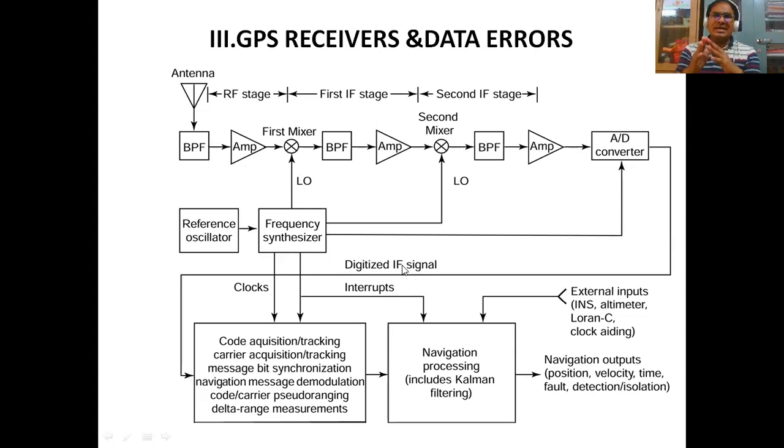Of course, up to this will be the procedure for any normal receiver. But these two blocks are exclusively specific to the GPS receiver. GPS receivers will contain these two blocks, which are not there in a normal receiver. Please note this point. So here, the digitized signal is given as the input for the post-processing units.